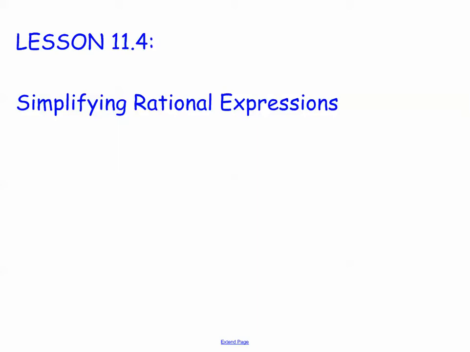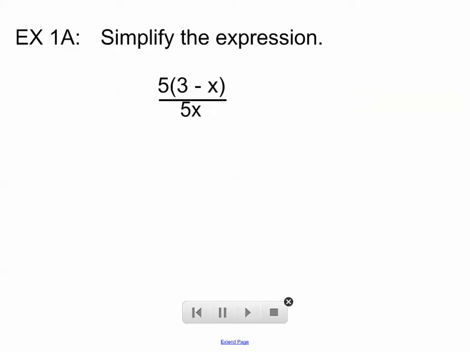Section 4 of Chapter 11 is on simplifying rational expressions. We've done a lot of simplifying rational expressions in earlier chapters, I believe Chapter 8, but this gets more into factoring and things of that sort. So this is the kind of thing we're looking at.